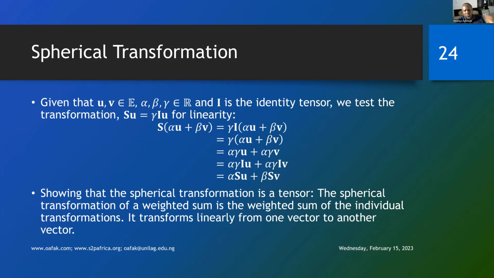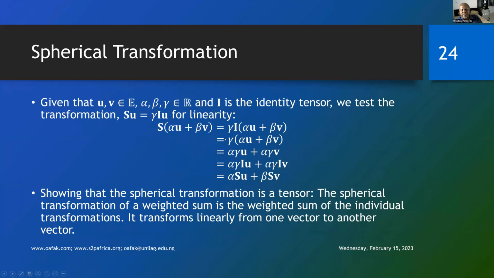So in this case, we can have S of alpha U plus beta V, and all these equalities have reasons. What is the reason for the first one? The first equality, the reason is that by definition, S is equal to gamma I. So all we just did is to substitute gamma I for S. That is the reason for this equality.